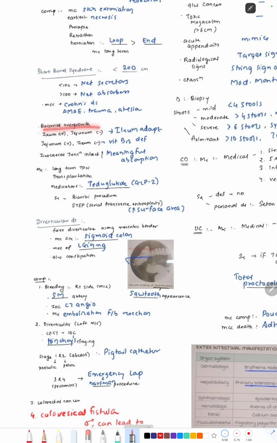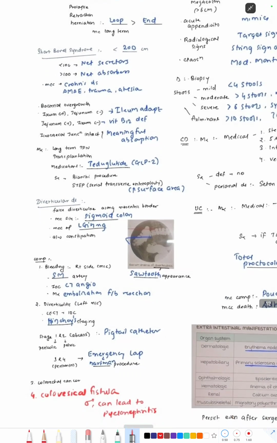Then bacterial overgrowth. If the ileum is patent and the jejunum is gone, then the ileum can adapt. But if the jejunum is present but the ileum is absent, that can lead to vitamin B12 deficiency. If the ileocecal junction is intact, then meaningful absorption is present. Management: long-term total parenteral nutrition, transplantation should be done. Medications such as teduglutide, which is a GLP-2 agonist, can be given. Then the surgery is Bianchi's procedure, or STEP, that is submucosal tunneling, that is serial transverse enteroplasty, is done. That increases the surface area.